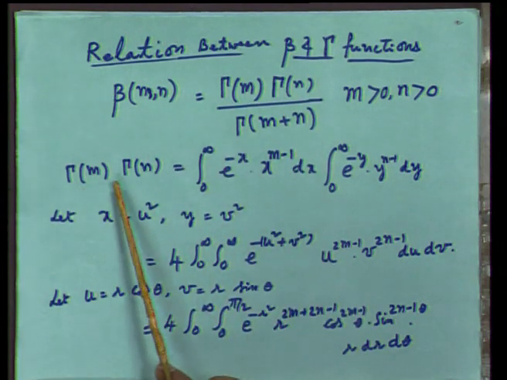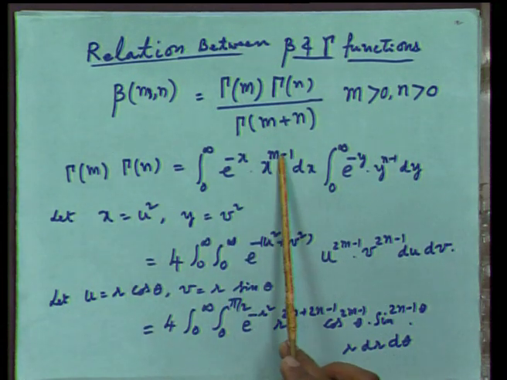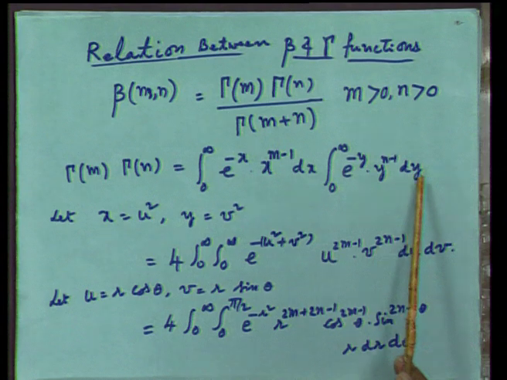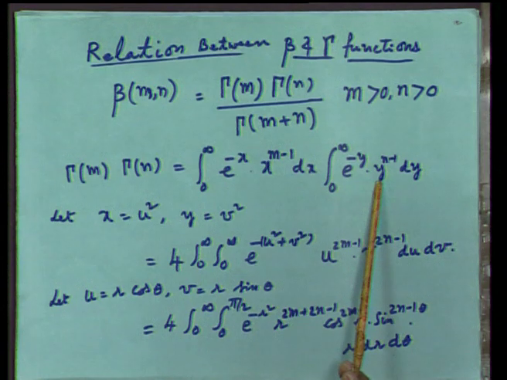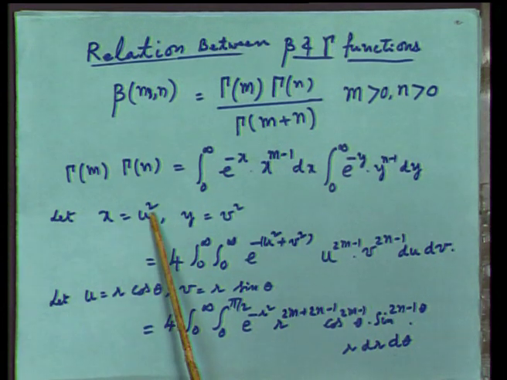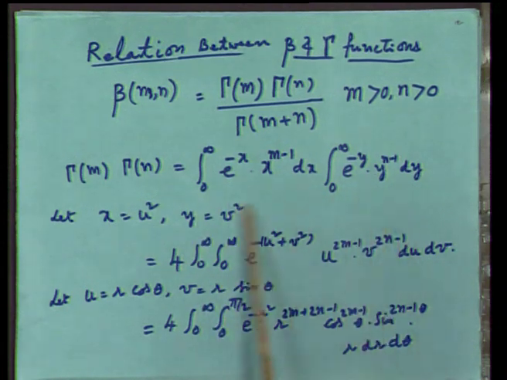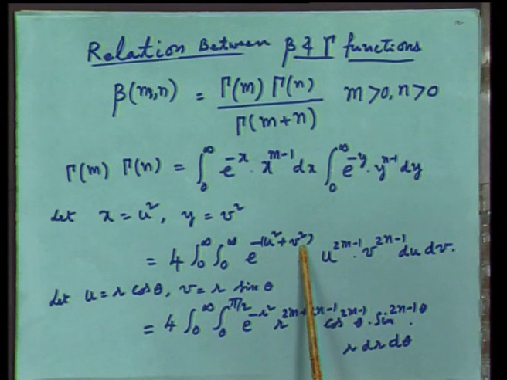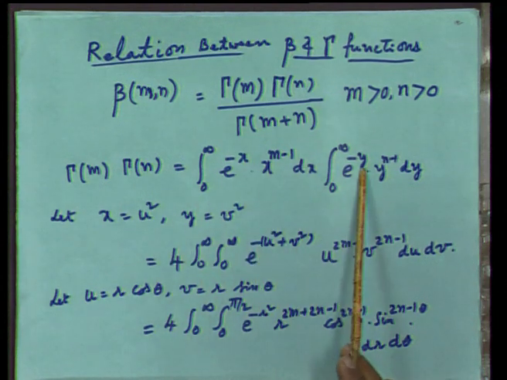Now, how to obtain this relationship? I will consider gamma m into gamma n, that is equal to integral 0 to infinity e power minus x into x to the power of m minus 1 dx into integral 0 to infinity e power minus y into y to the power of n minus 1 dy, the gamma m and gamma n definitions. So, both multiplied. What I will do is simply substitute x equal to u square and y equal to v square. So that the product of these two integrals will reduce to 4 times integral 0 to infinity and 0 to infinity e power minus of u square plus v square, because e power minus x e power minus y is there. In place of x you have u square, in place of y you have v square.